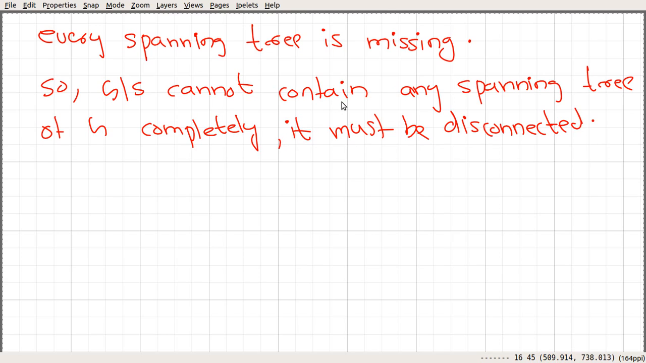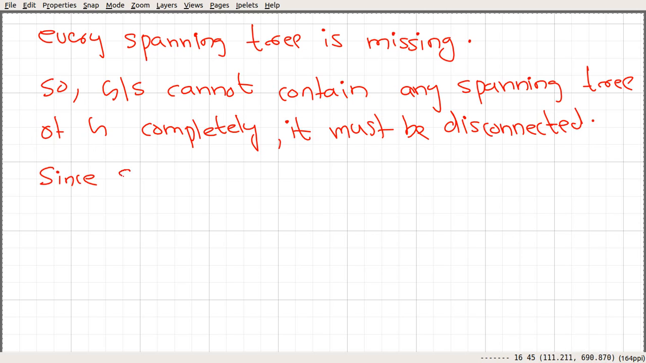Next, again, we are going to use the property of the spanning tree to show that. We proved that G minus S is disconnected, so let's prove the other thing: any proper subset of S cannot make the graph disconnected.